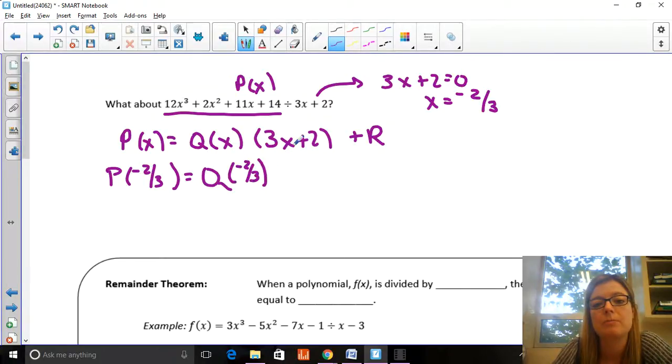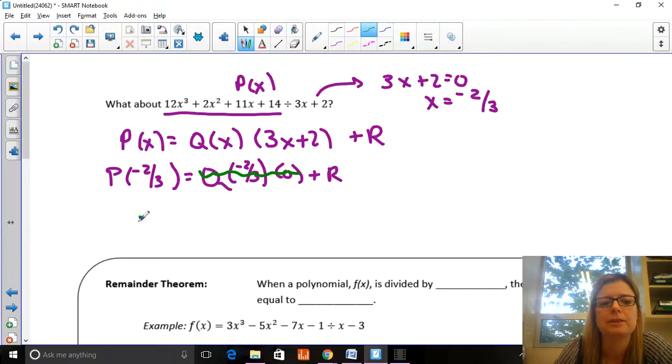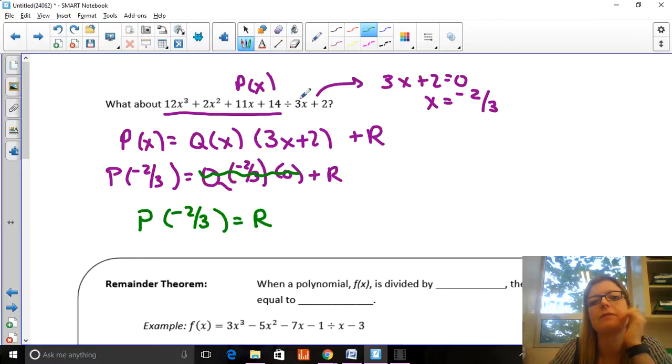Now, when I put minus 2/3 into here, I know I get 0. That's the whole reason why I chose it, right? Plus r. So yeah, this goes away, and I just get p at minus 2/3 equals the remainder. So when I want to know the remainder when I divide by 3x plus 2, I put minus 2/3 into the function, and that gives me the remainder.